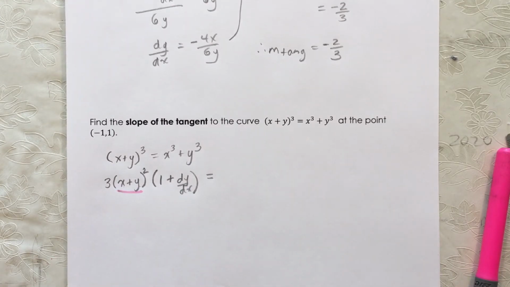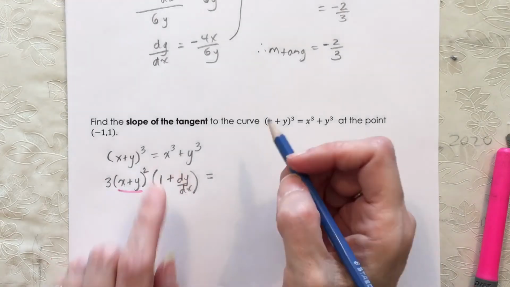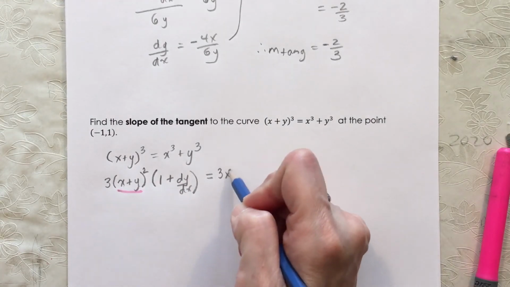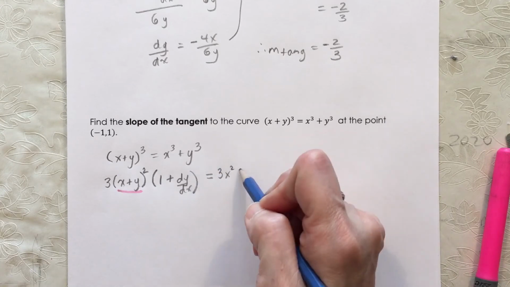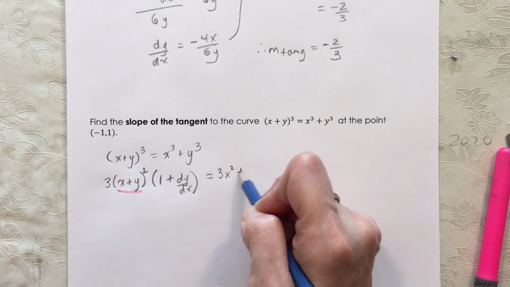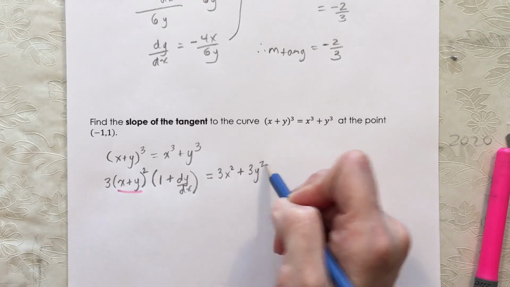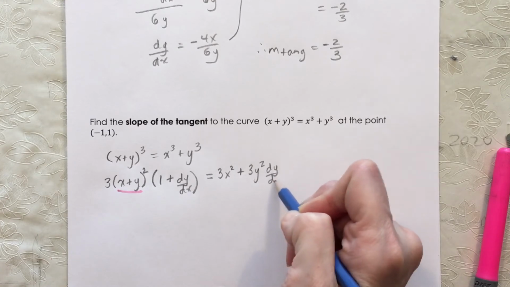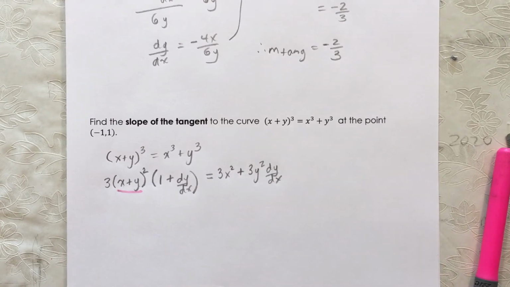So that's the left side. The right side, the derivative of x cubed is 3x squared. The derivative of y cubed with respect to x is 3y squared times dy by dx. Okay, so this one's going to be a little more complicated to get dy by dx by itself because it's on both sides of the equation right now.